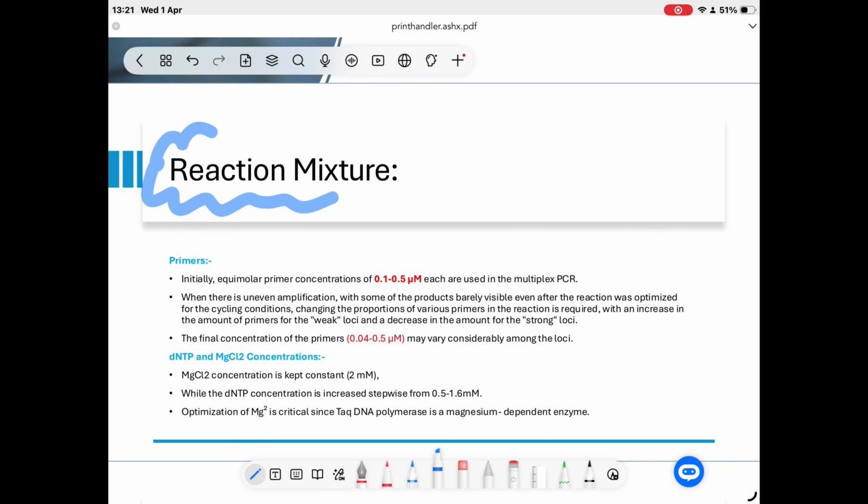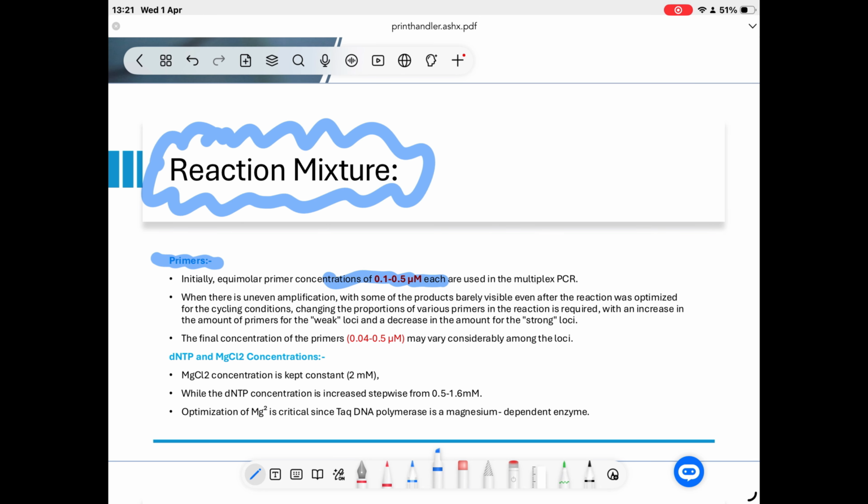Right. So the text starts with the amount of primer. It dictates that initially you must start with equimolar primer concentrations, meaning precisely the same amount of every primer, ranging from 0.1 to 0.5 micromolar. However, it explicitly states that when there is uneven amplification, you must abandon the equimolar approach. You have to adapt. You must increase the amount of primers for the weak loci and decrease the amount for the strong loci. The final optimized concentration can vary wildly, from 0.04 to 0.5 micromolar.